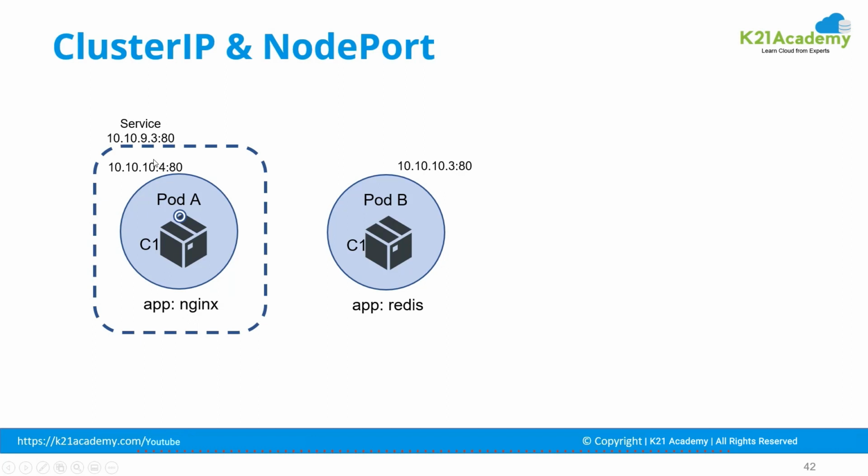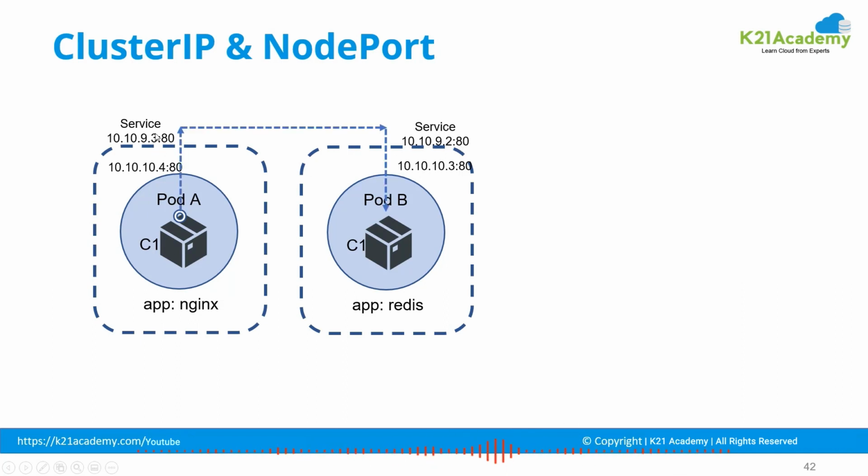So if this application needs to talk to this service, they're going to communicate over this service 10.10.9.3:80. The pod will hit a request to this. The minute pod A says, I want to connect to this service 10.10.9.2, the pod will connect to this service on 10.10.9.3, going out and making a request to the service here. This service will talk to this service here, and that service will forward the request to this pod B here. So this is cluster IP.